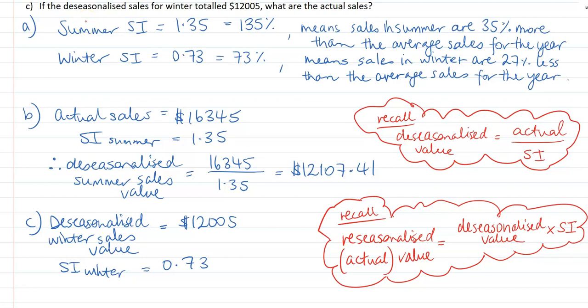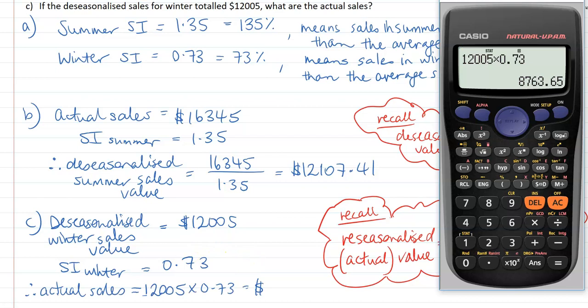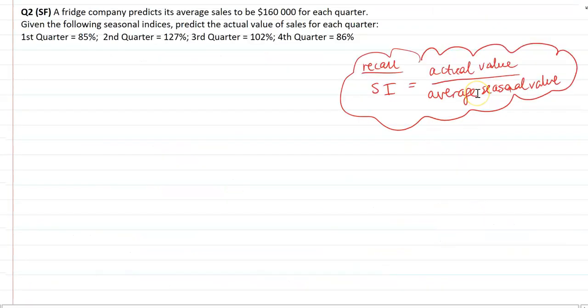Lastly, for part C, I want to know the actual sales for winter. So I'll take that deseasonalized value of $12,005 and I'll multiply it by the seasonal index for winter. So that gives me an actual sales value of $8,763.65.